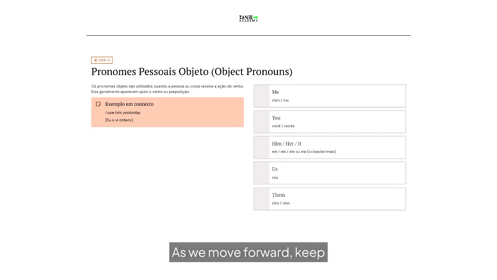As we move forward, keep in mind that understanding how to use object pronouns will enhance your ability to express yourself in various situations. In our next slide, we will explore the difference between subject and object pronouns, which will give you a deeper understanding of how to use them correctly in sentences. So, stay tuned as we uncover more about the fascinating world of pronouns.